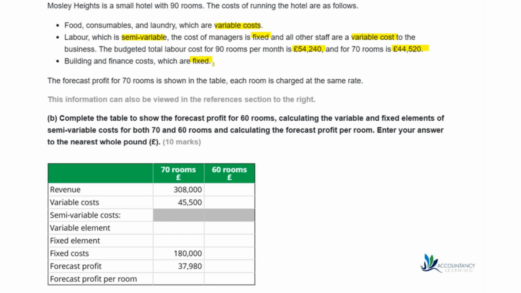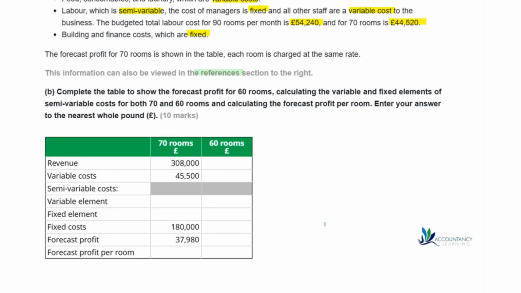Now we're given a forecast profit for 70 rooms in the table below, and each room, we're told, is charged at the same rate. Remember, in the exam you can click in the references on the right hand side to bring up this information so that you can split your screen whilst you're answering the question. So now we need to complete the table to show the forecast profit for 60 rooms, calculating the variable and fixed elements of semi-variable costs for both 70 and 60 rooms, and then calculate the forecast profit per room. We need to enter our answers to the nearest whole pound.